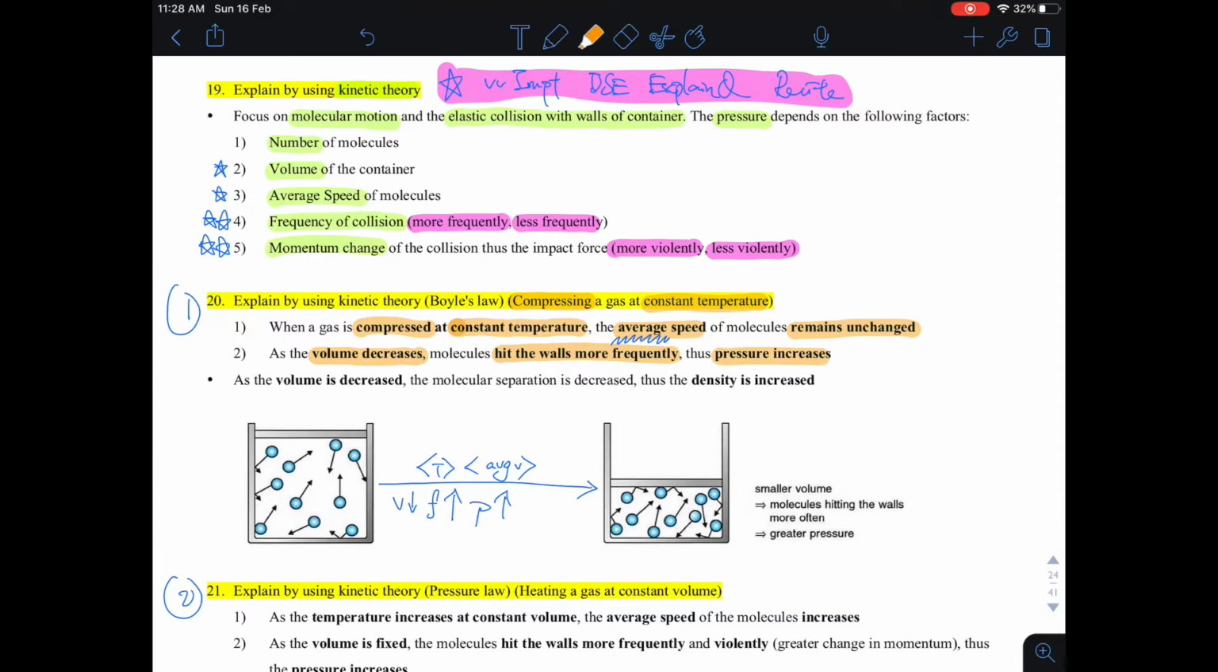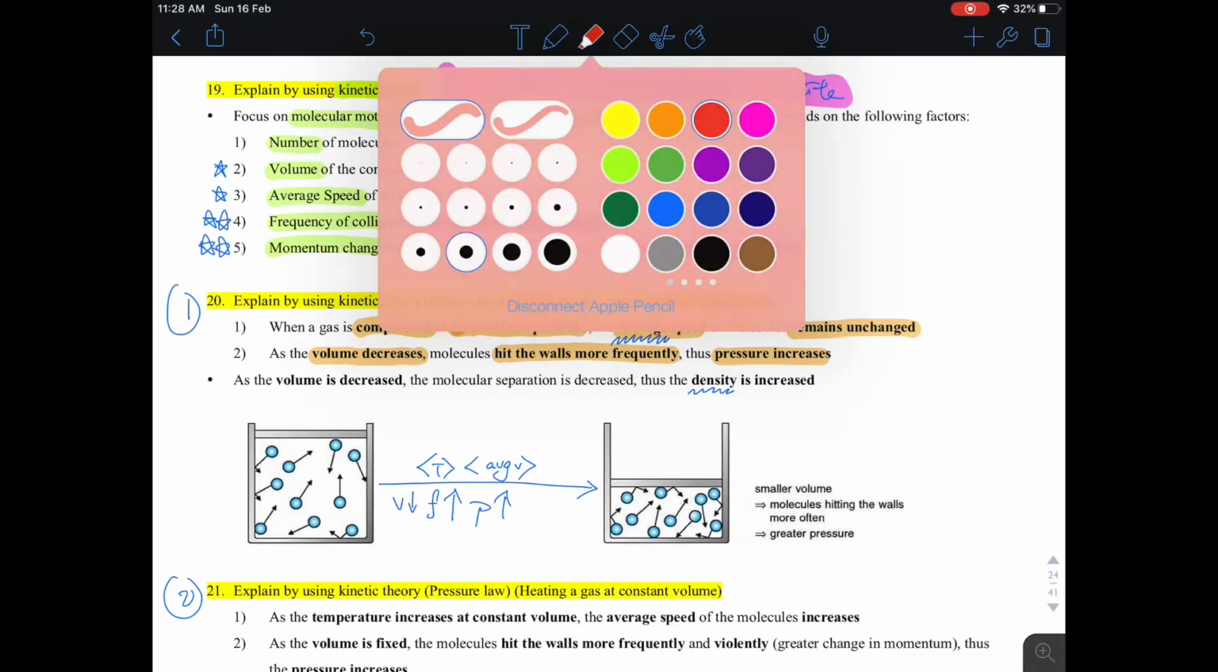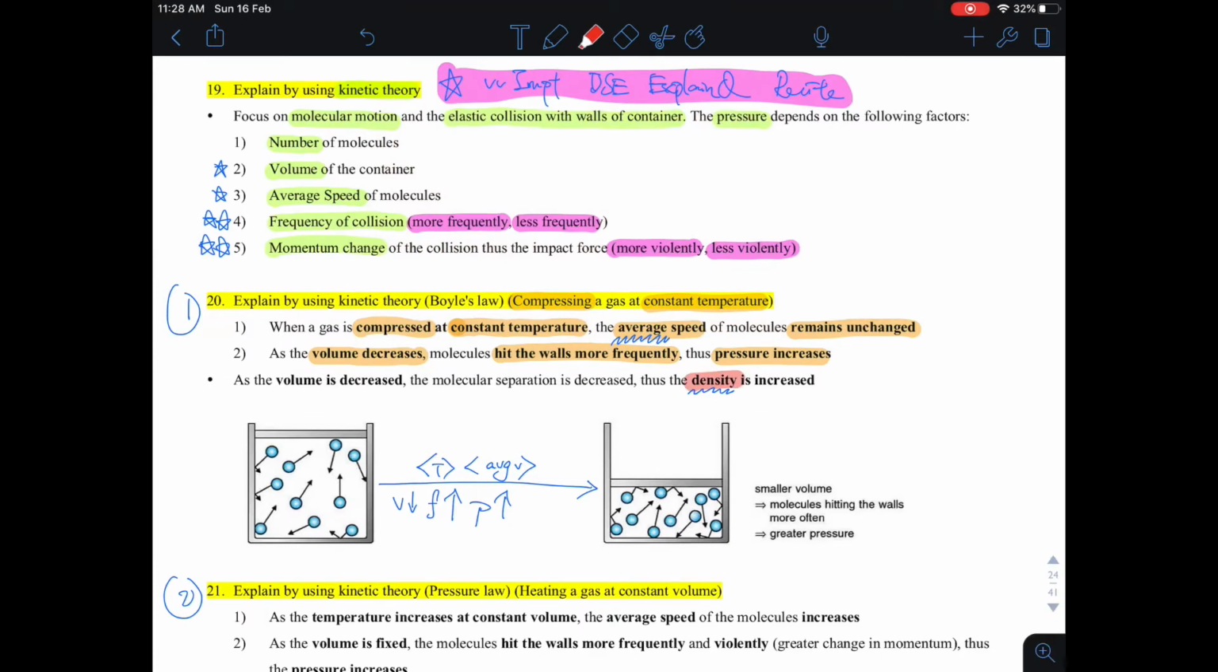And sometimes, furthermore, the question may further ask for the change in density in some explanation question or MC. Then for density, you just need to focus on one thing. Very simple. When you're talking about density, you just need to look at the volume.